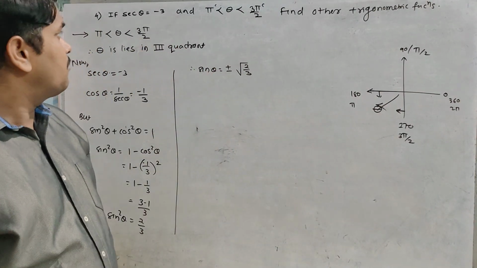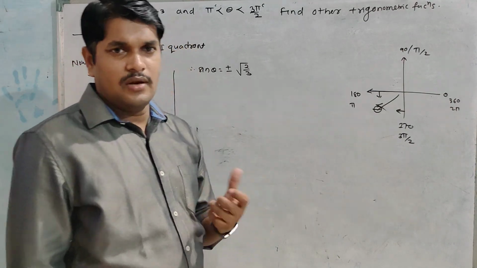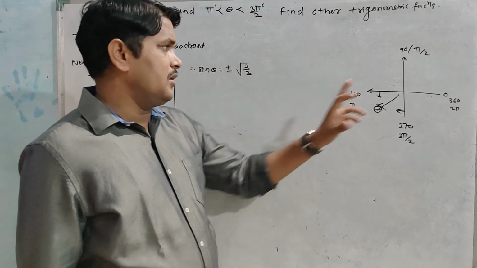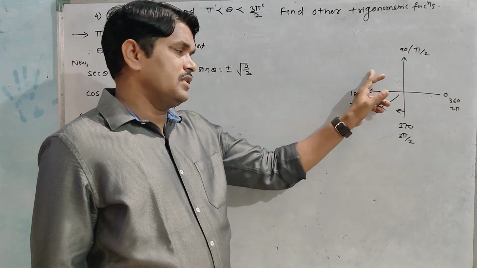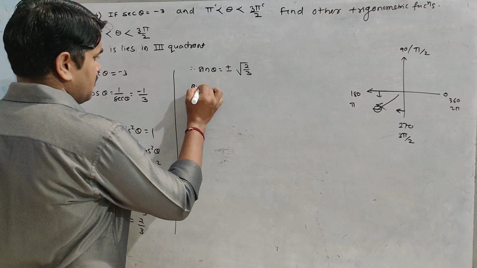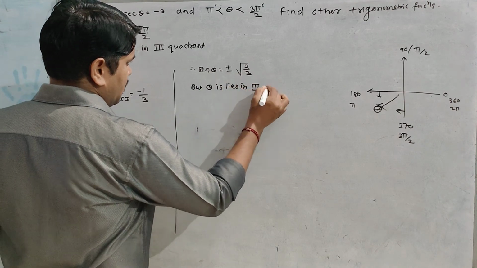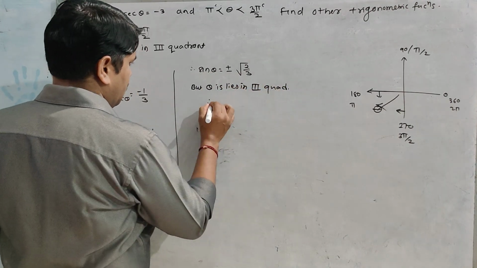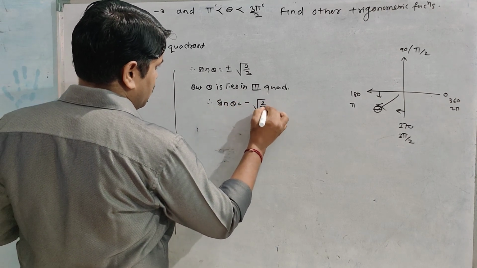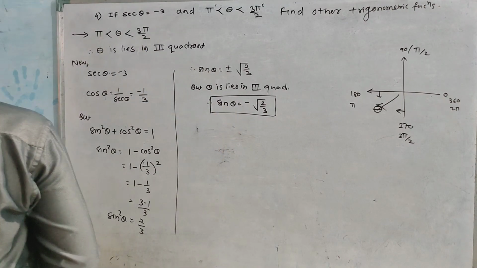So by using the condition, theta lies in the third quadrant. Theta is in which quadrant? Third quadrant. So in the third quadrant, sin is what? Sin is negative, because sin is positive in the first and second. So, theta lies in the third quadrant, therefore sin theta is negative. Understood?